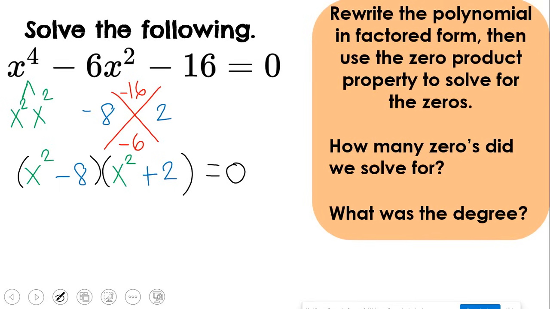Set each factor equal to 0, since I rewrote the same polynomial in factored form, so now I can use the zero product property. X squared minus 8 equals 0, and x squared plus 2 is equal to 0.